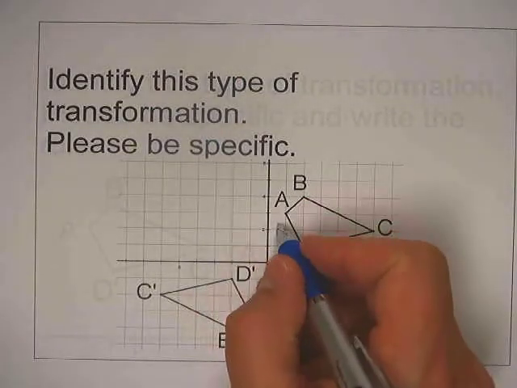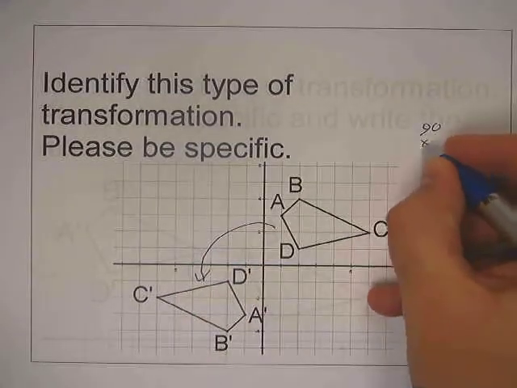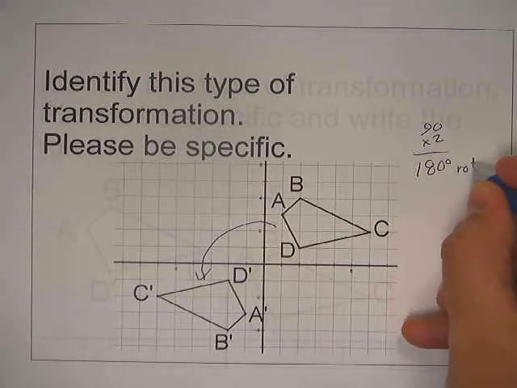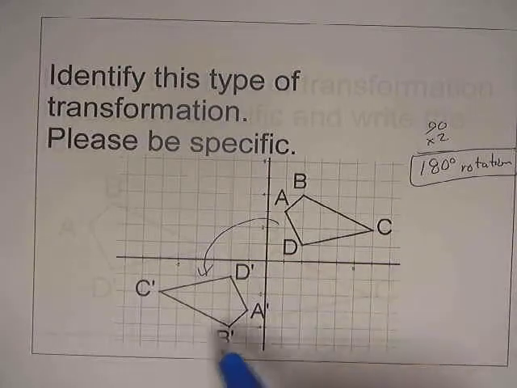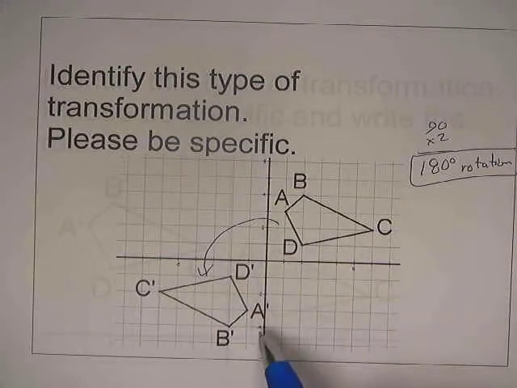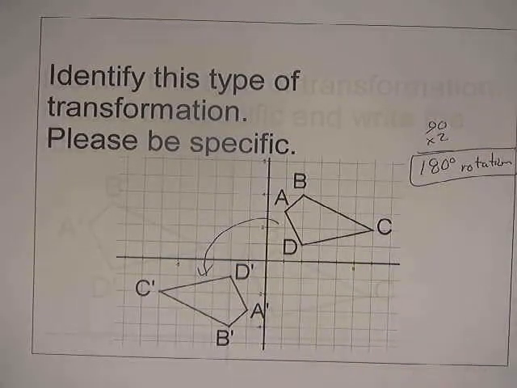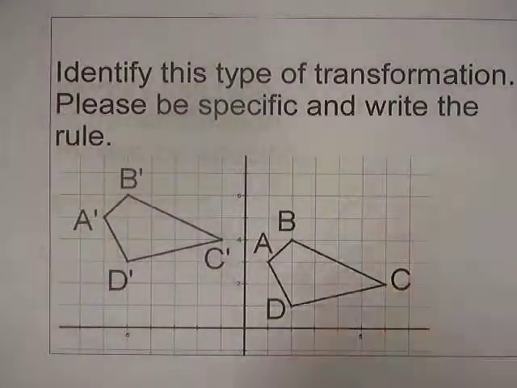Right, this one right here, again, I'm starting from the A, going to A prime. I'm rotating it 2 quadrants, so 90 times 2 is going to be 180 degrees rotation. Now it doesn't matter which way I go, because if I go 180 degrees in either direction, it's going to give me the same image. Okay, so that's why it's 180 degrees rotation.